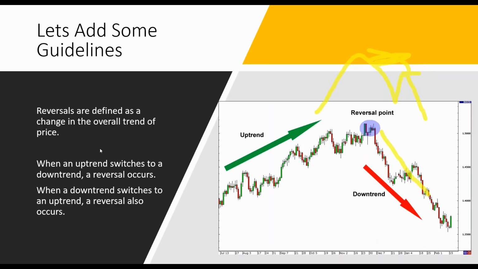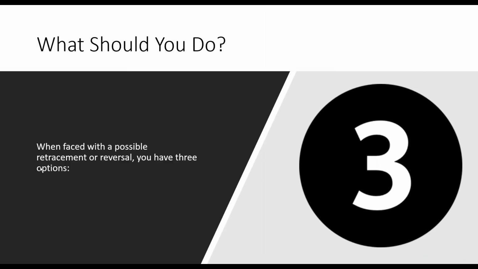So let's set some guidelines. Reversals are defined as a change in the overall trend of a price. When an uptrend switches to a downtrend, a reversal occurs. When a downtrend switches to an uptrend, a reversal occurs. So what should you do? Again, when you're faced with a possible retracement or a reversal, you only have three options. That's it. There's only three choices you can make. And you should make those choices ahead of time.